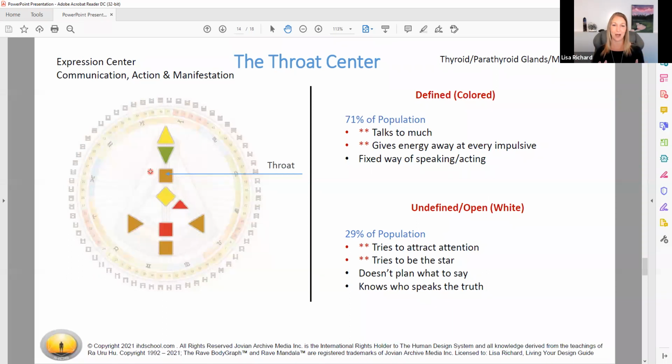Now, for the rest of the population, that 29% who are open, they're white on their body graph, this is where we find the class clowns. So with all that energy trying to get out, they're just trying to attract attention. They're trying to be a star. Again, they're feeling that energy at 200%. So their little bodies, or even the adult bodies, they're just trying to get that out there.